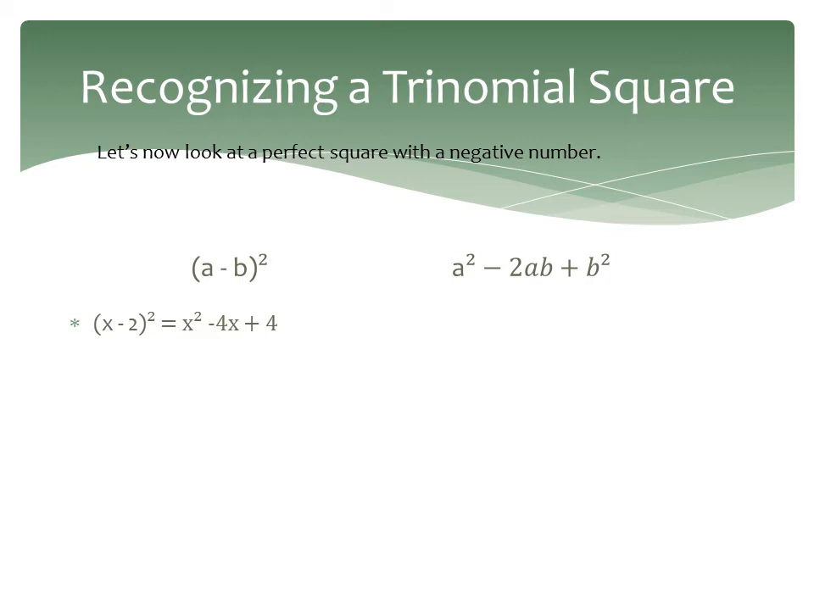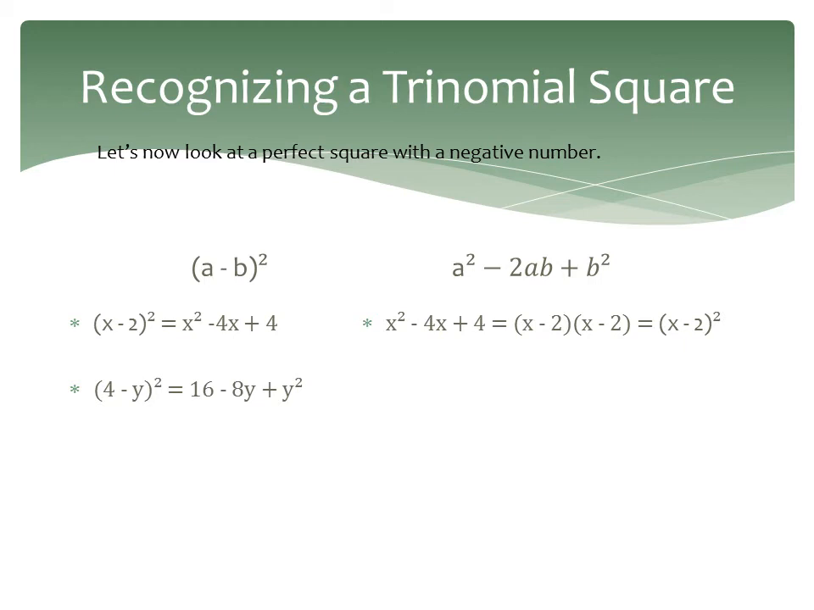So if we have the difference of x minus 2 squared, it will be x squared minus 4x plus 4. Looking at the other way, if you had x squared minus 4x plus 4, that would be factored to the difference of x minus 2 squared. Let's look at one more.